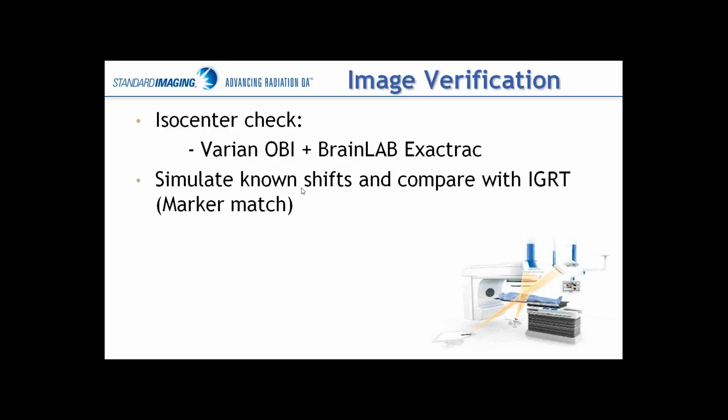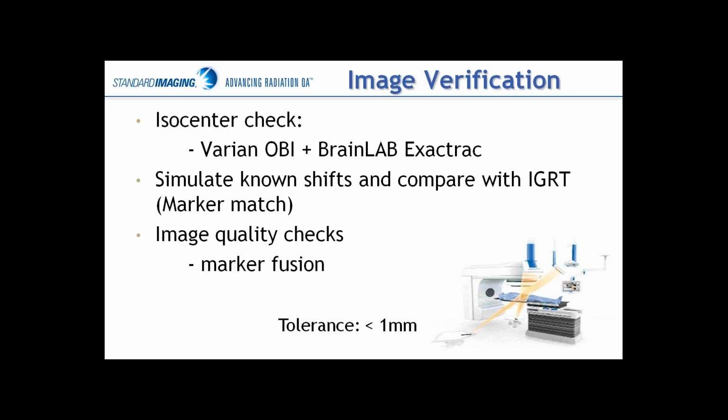So to check our daily imaging positioning process, you would set up the Lucy Phantom on your treatment couch and then simulate or apply a known shift and compare that with the IGRT system predicted shift. Looking at the image fusion using those markers within the Lucy Phantom, we typically like our image fusion on a daily basis to be within around a millimeter.